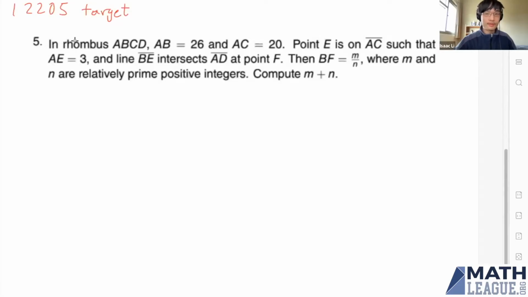The following video was recorded by one of our staff members live at one of our contests. I'll show you how to do target number 5. So here we go, and let's read through.